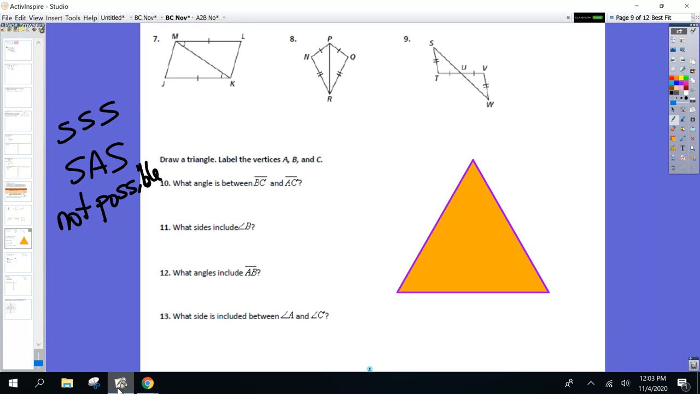MK. And you guys saw me do this yesterday. Anytime I have a shared side or reflexive side, I just put an X on it. Instead of a hash mark, you can put whatever you want on there. All right, now that's the only thing you're really allowed to do. So now you tell me, do you have side, side, side, or do you have side, angle, side? Or you don't have either, so it's not possible. Which one do you have working here now?